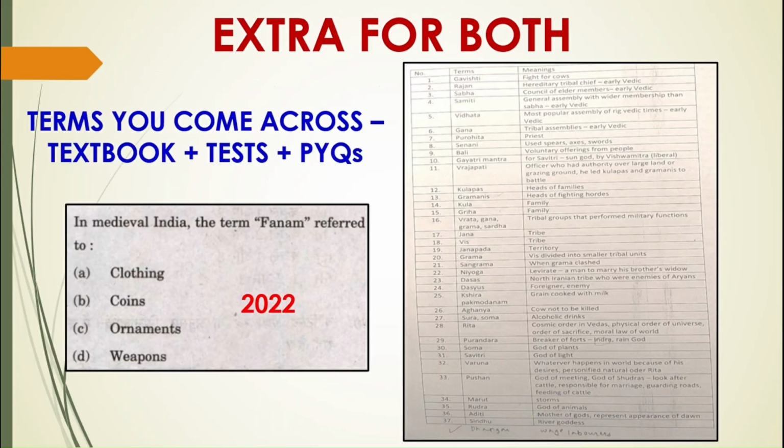Next, what extra needs to be done for both ancient and medieval history is you will have to make a note of the terms that you come across in your textbook, plus tests plus PYQs. See the sheet that I've attached here on the right side. I've mentioned all the terms. I collected it by myself from the textbook with the meanings. Okay. And there are questions asked. You can see here the 2022 question, Funam means what? This was asked earlier, right?